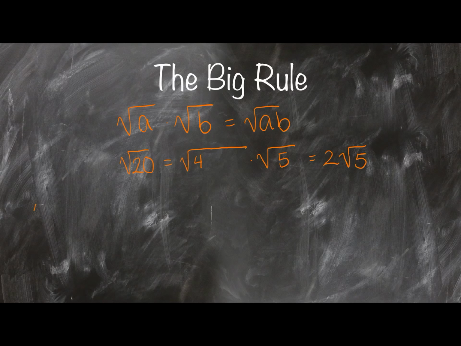For instance, what do I do if I'm multiplying the square root of 2 times the square root of 7? Well, this rule says that I can combine those. I can make this the square root of 14, and that is my answer. Square root of 14 cannot be simplified anymore.